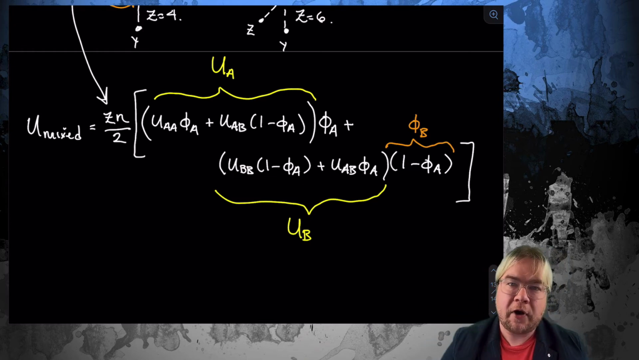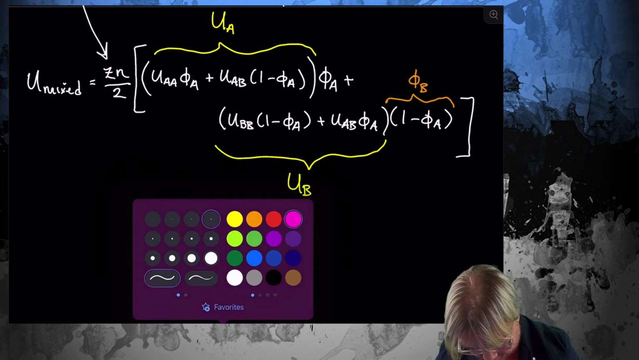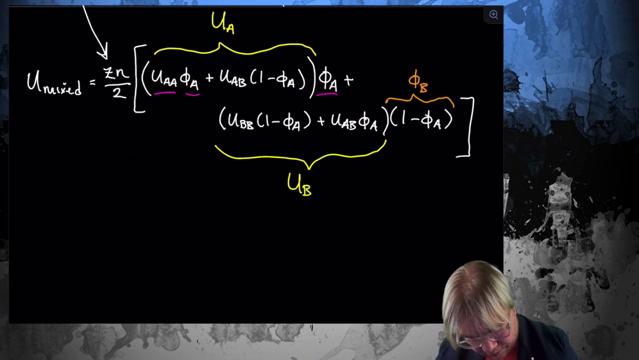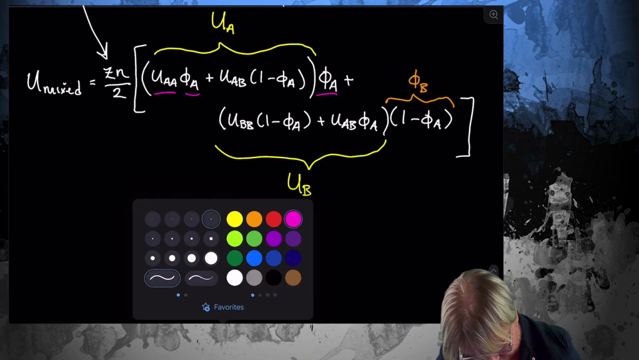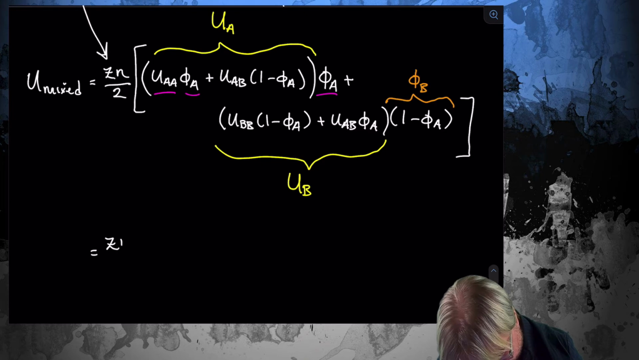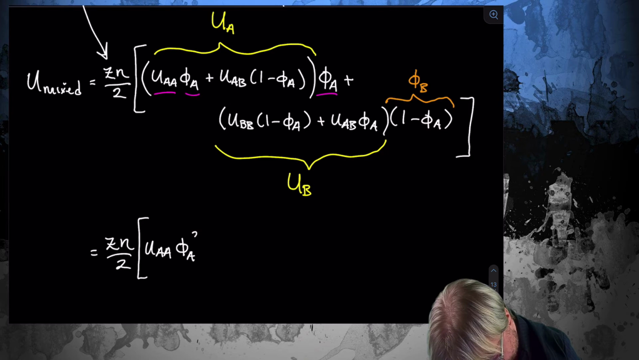Okay, so let's look at what we've got here. We have phi A times phi A and UAA. So if I start to write down these terms, I've got coordination number, total number of lattice sites divided by 2. And then I've got UAA times phi A squared.